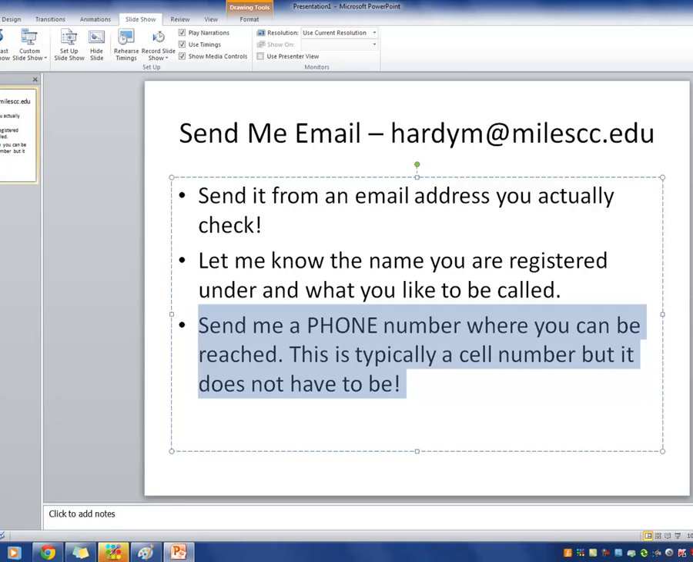Typically, people give me a cell phone number. But I'm not demanding your cell number. I am demanding a number where I can actually reach you so we can maintain communication. It's not something I'm going to abuse or send to telemarketers or stalk you with. It is something we're going to use to make sure that you and I stay in touch and that I can do whatever it takes to help you succeed in the class.